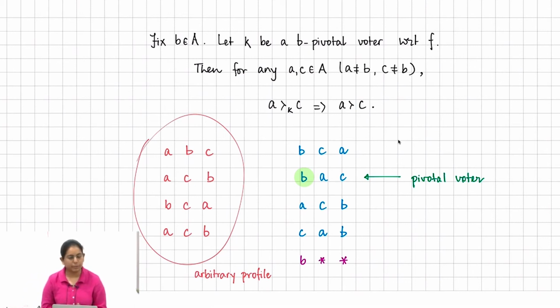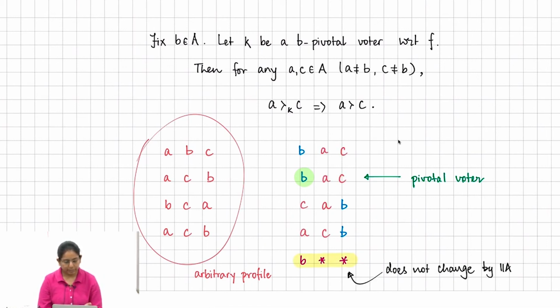All right, so we have a profile that we understand well, where because the pivotal voter has placed B on the top, the output is B star star. What I'm going to do is keep the positions of B fixed as they are, but the positions of A and C I'm going to copy over from the arbitrary profile that has been given to me.